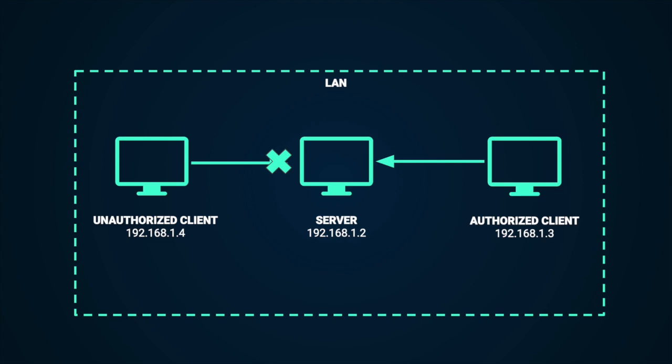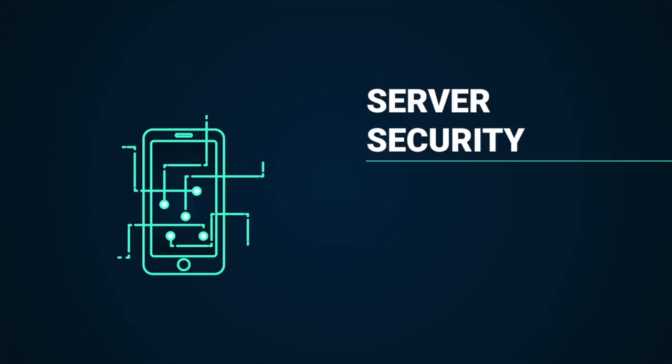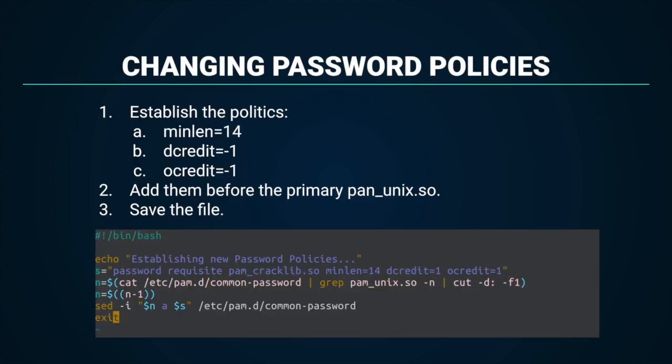In this one, we implement the server with this IP. We implement also an authorized client with the version that we already mentioned, with a different IP, and the authorized client that has access to the server through the IP ending in point 3. So after this, the server security.